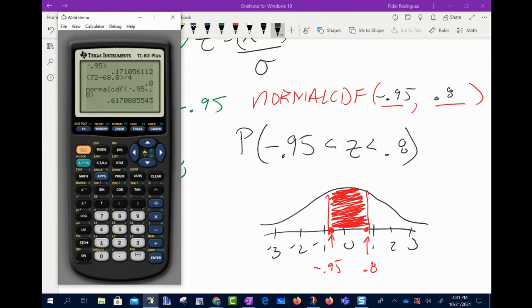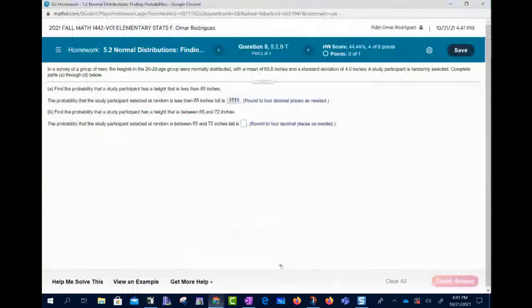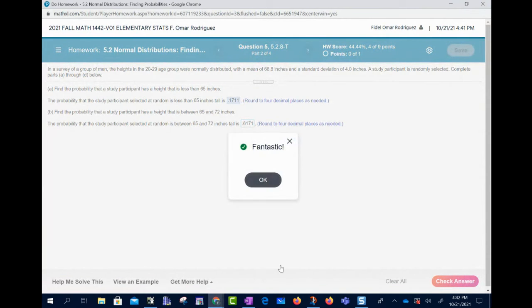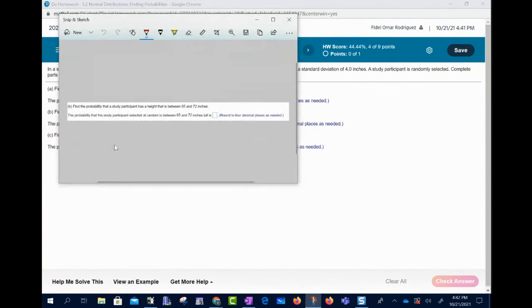And the number I'm coming up with is a 0.6171. So 0.6171 is what I'm coming up with. And so I'm going to type that in right here. And let's see if we can get this to work. Here we go. 0.6171. And we're going to check our answer, and we got it. Awesome. We are all doing great.